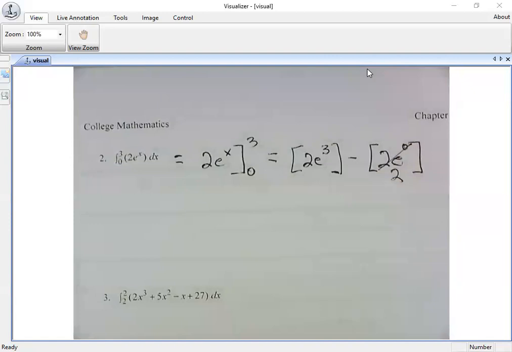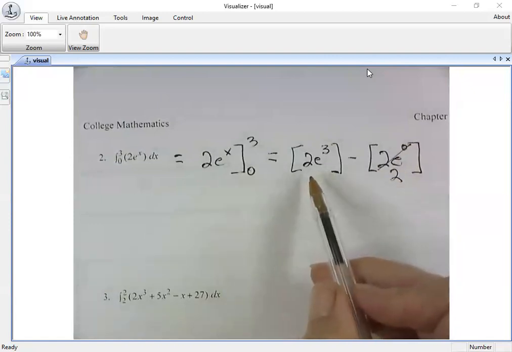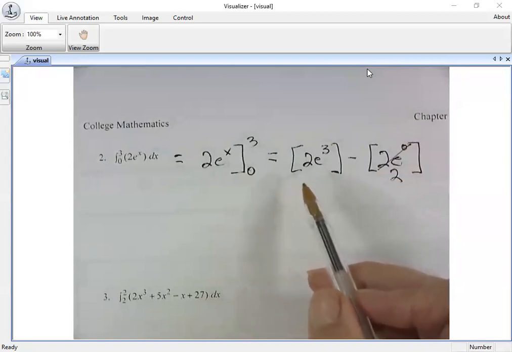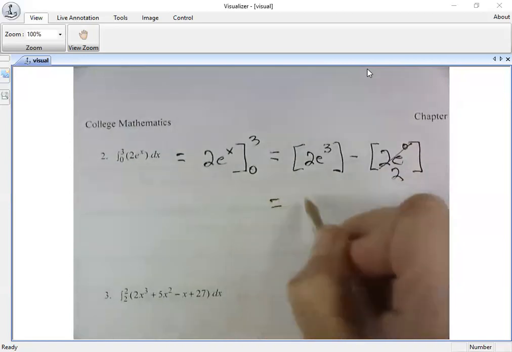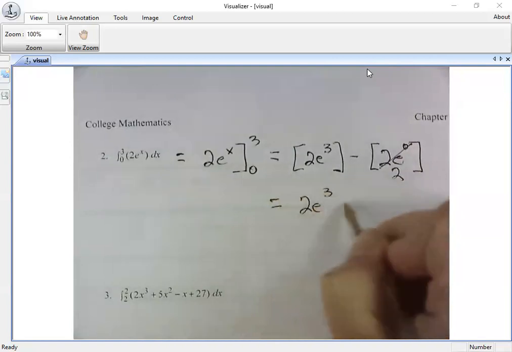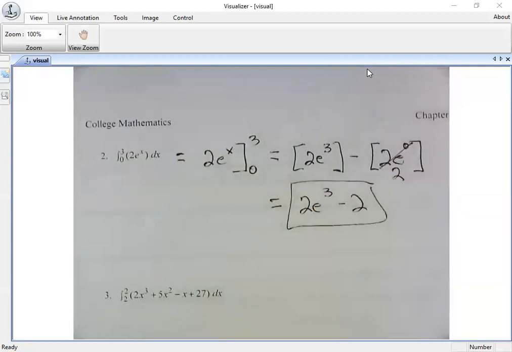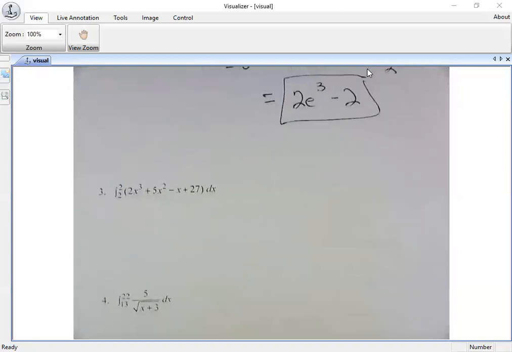Now, if I'm leaving an exact answer, am I done? I am. Because remember, e is an irrational number, so I could get a decimal approximation. But if I need an exact answer, it's going to be 2e to the third minus 2. And that would be it. Okay? If they'd asked us for a decimal approximation, we could use the e button in the calculator and come up with that. Cool. Yes, ma'am?